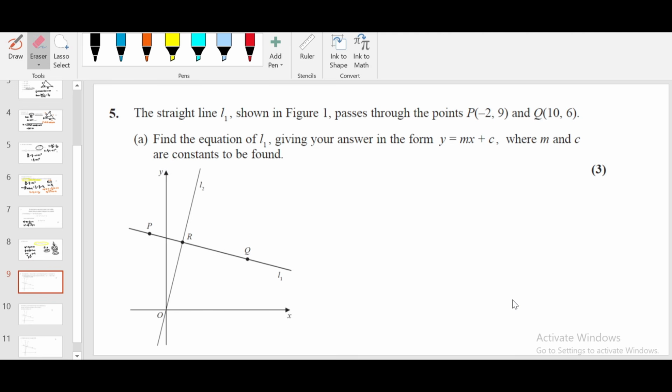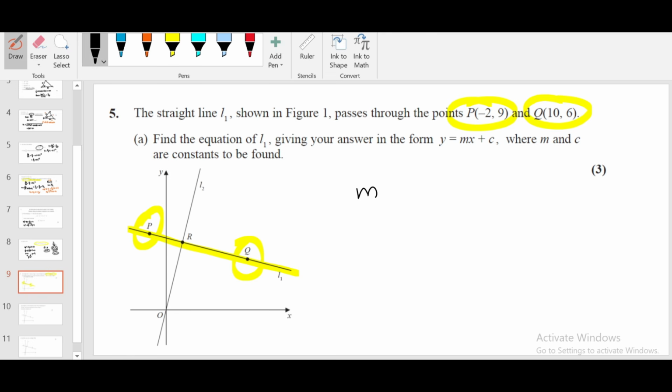This is from chapter 5, straight line graphs. The straight line L1 passes through P and Q. The points are given here. They want you to find the equation. It's just basic math actually, basic coordinate geometry. You need to find the slope first: y2 minus y1 divided by x2 minus x1, which is 3 over minus 12, or negative 1 over 4.